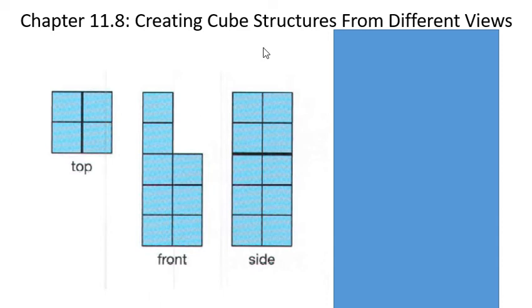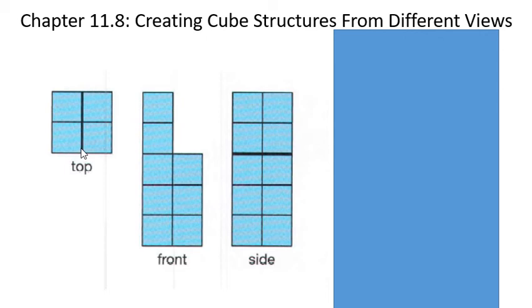Here we have three different views of the same cube structure. We made the cube structure with all of these different cubes, and we're going to use these faces. I have the actual cube structure made behind this blue rectangle, but I'll reveal that in just a moment or two, after we come up with what these different views actually signify. So this is our top view.